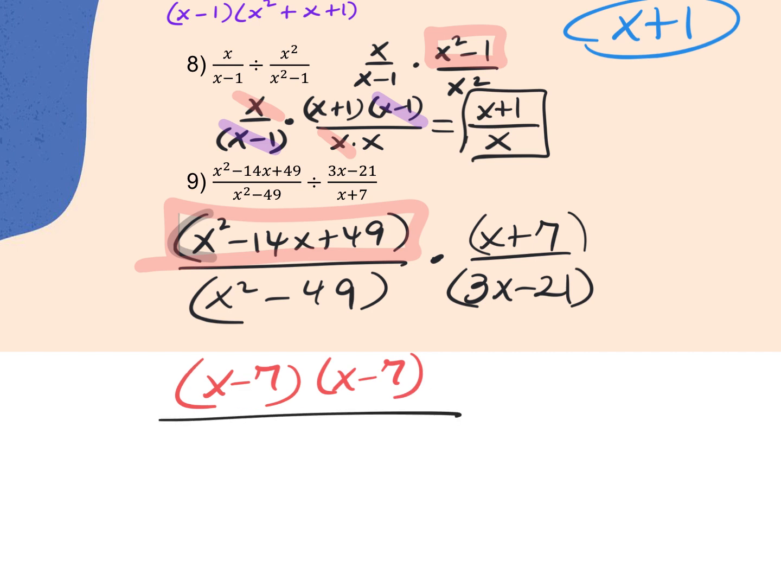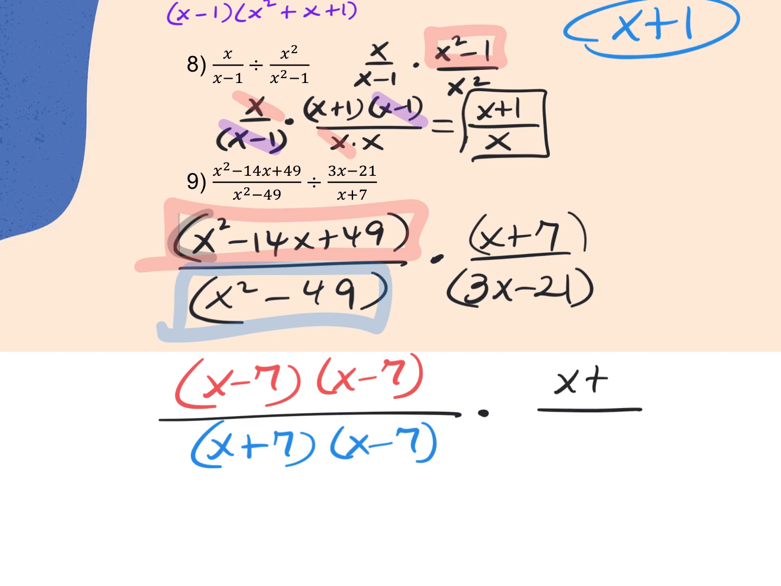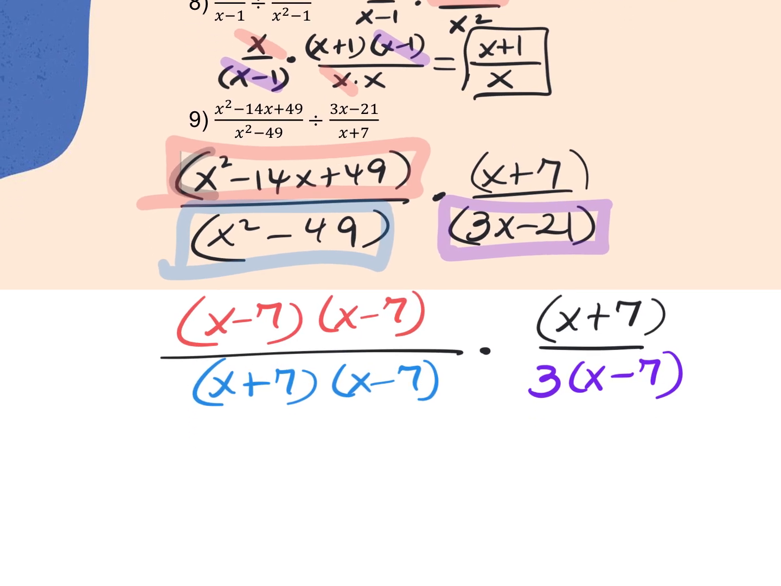And then the denominator, the difference of two perfect squares. So this will factor into x minus 7 and x plus 7. The numerator of this second fraction, nothing to do. I'm just going to rewrite it. And then the denominator can be factored a GCF. I can divide both of those by 3. So this will factor into 3 times x minus 7. Now it's factored. Now go to look for things that will simplify.